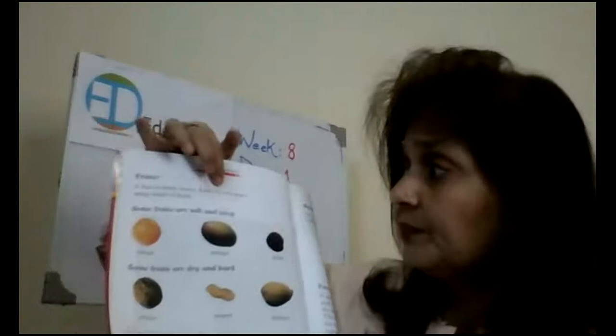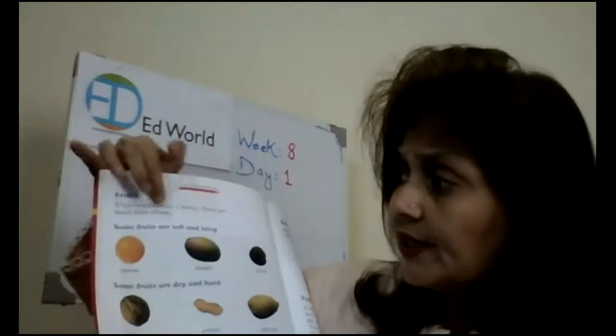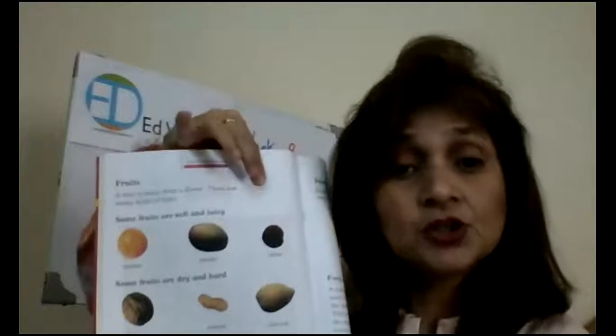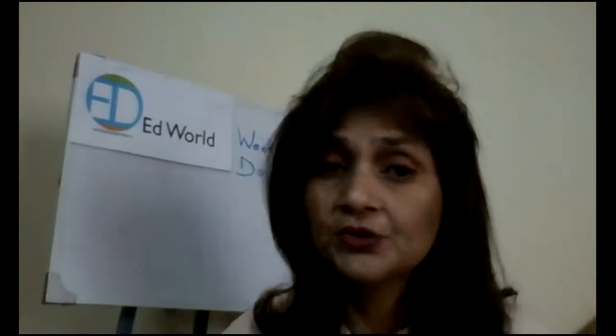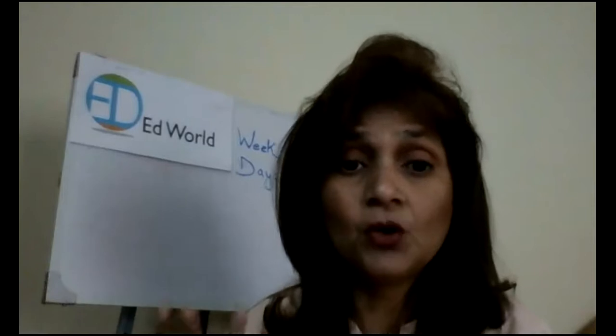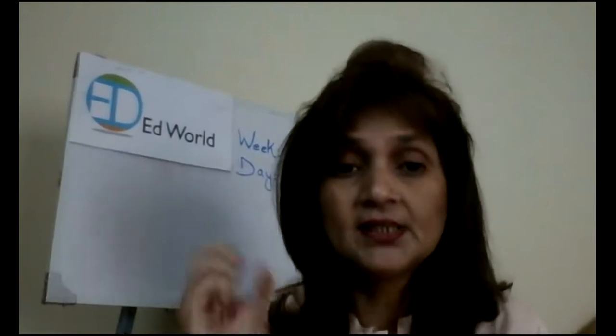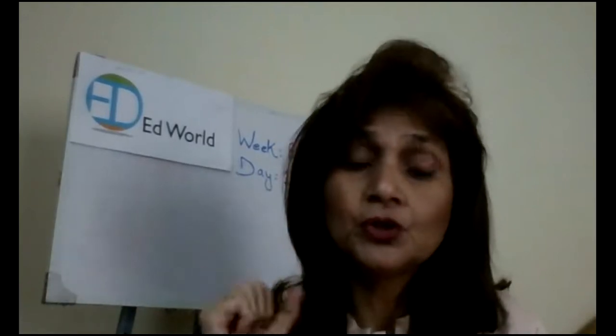A fruit is made from a flower, like I have shown you in the PowerPoint. There are many kinds of fruits. Some fruits are soft and juicy, like you can see an orange here, mango and plum. These are soft and these are juicy. In the same way, there are other fruits that are soft and juicy, like strawberries, raspberries, cherries, oranges, mangoes. These are soft and these are also juicy.